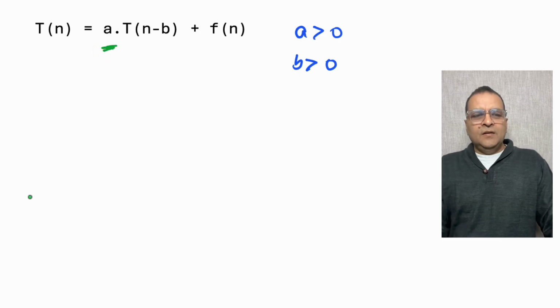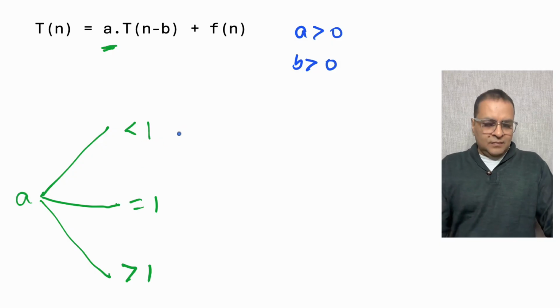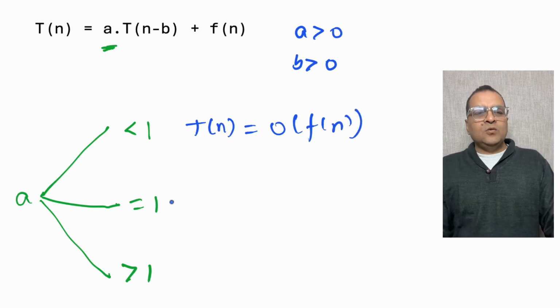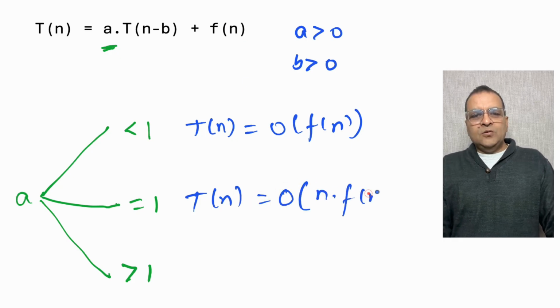There are 3 possibilities. First possibility is that the value of a is less than 1. Second possibility is that the value of a is equal to 1. And third possibility is that the value of a is greater than 1. If the value of a is less than 1, then T(n) is big O of F(n). If the value of a is equal to 1, this we have seen, then this becomes T(n) = T(n-b) + F(n). In that case, you just need to multiply F(n) with n. So this will be big O of n into F(n).